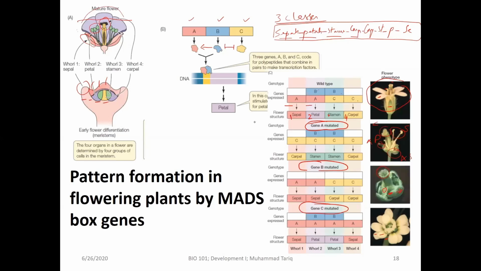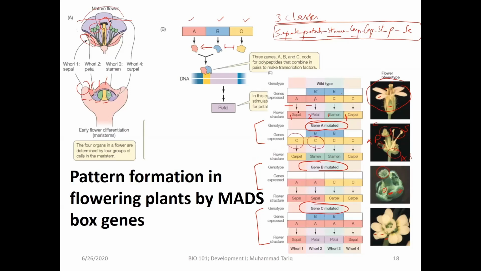How could they conclude this? They concluded this, look at these results. From here, they extrapolated the expression domains of A, B, C. Look, when gene A is gone, what they found, the sepals and petals are replaced by carpel. Petal is also replaced by carpel.